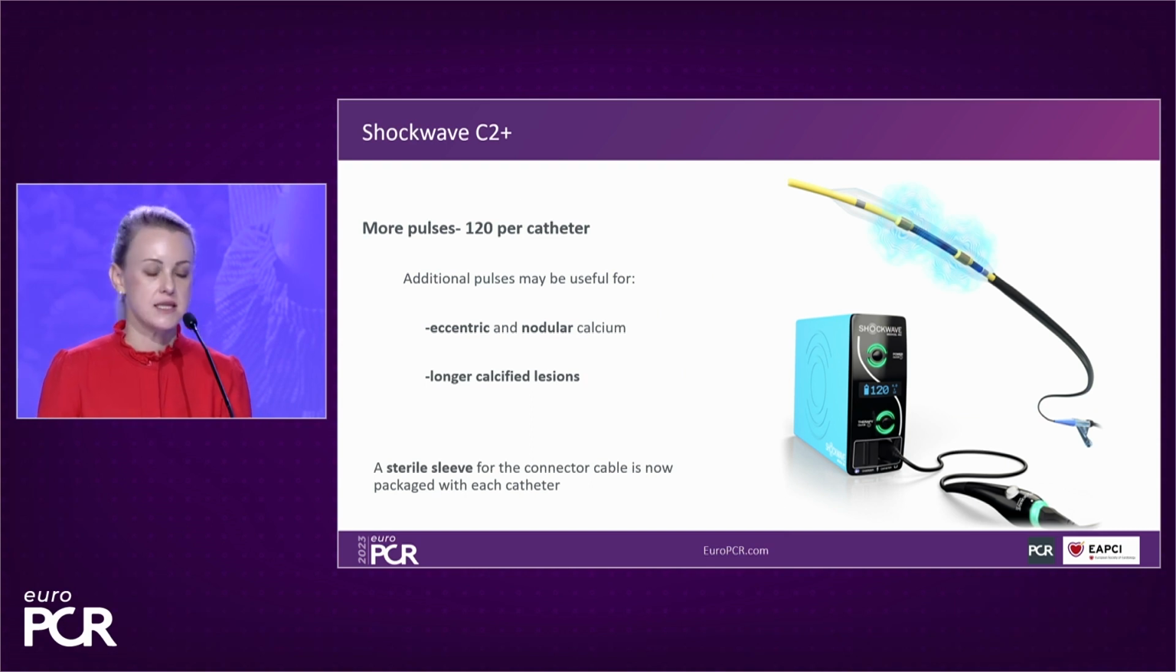The Shockwave C2 Plus is the newest iteration of the coronary shockwave balloon, and it essentially has more pulses per catheter, so 120 pulses per catheter as opposed to 80 pulses on the previous catheters. And this may be useful in a number of situations where we think more pulses are required to gain the same effect. So previously, lithotripsy was thought most effective in concentric calcium, but increasingly it's recognised that it has indications in eccentric and nodular calcium, and obviously more pulses will be effective in longer lesions.